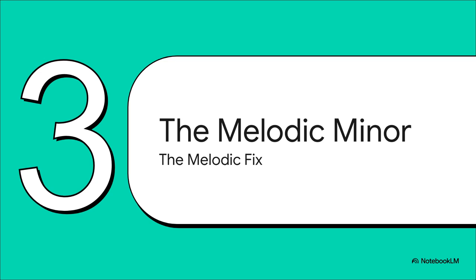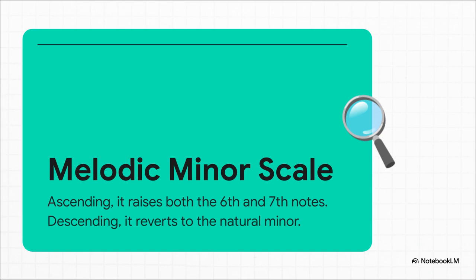And this brings us to our third and final scale, the melodic minor. Now, this one is really fascinating. It's kind of like a 2-for-1 deal. When you're going up the scale, you raise both the sixth and the seventh notes. This closes that awkward gap and makes everything smooth.